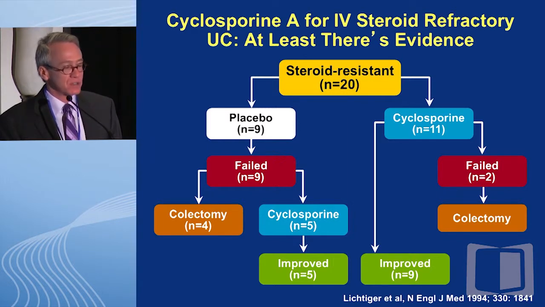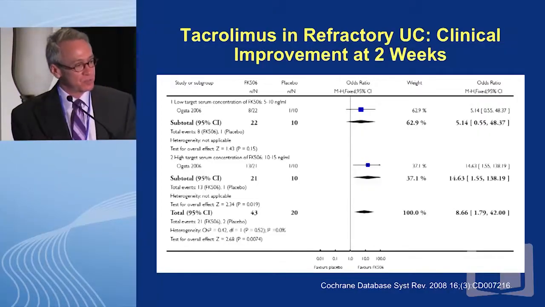I'm showing you the results from this, the famous Simon Lichtiger and Dan Present study in 20 patients that was published in the New England Journal, where the study was stopped early because 9 of the 11 treated with cyclosporin did well compared to 9 of 9 who failed therapy with placebo in this group, and you'll hear more about this from Russ. So there is evidence, at least here, for a salvage approach.